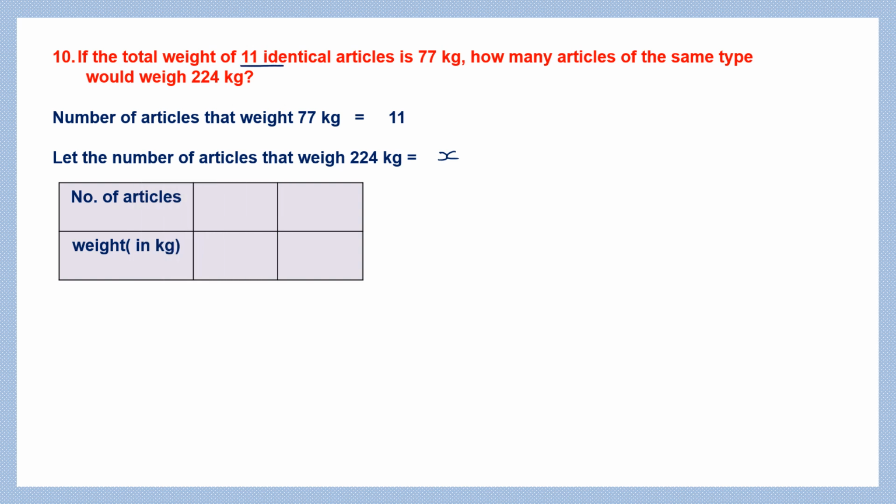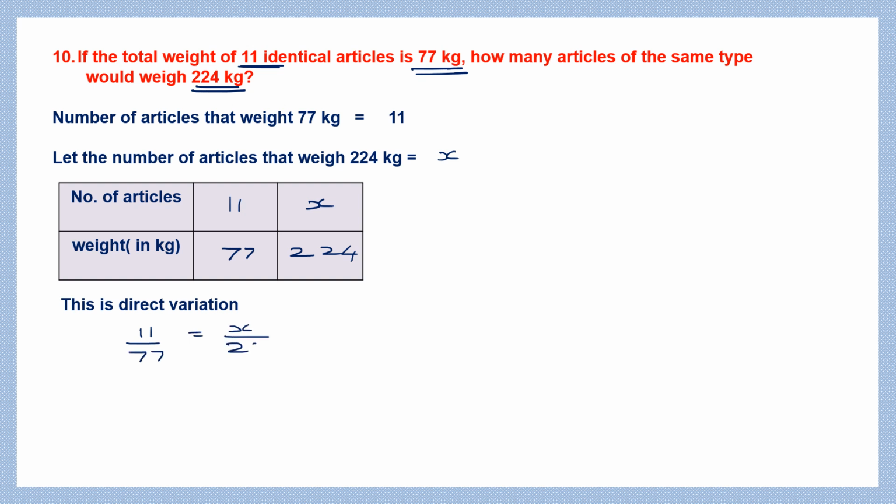So number of articles is 11. So we have 11 articles, 77 kgs. Then we have 224 kg, but we don't know the articles, so this is x. So here, when the weight increases, that means the number of articles will also increase. So this is direct variation. So let's begin by saying 11 by 77 is equal to x by 224. So here let's cross multiply.